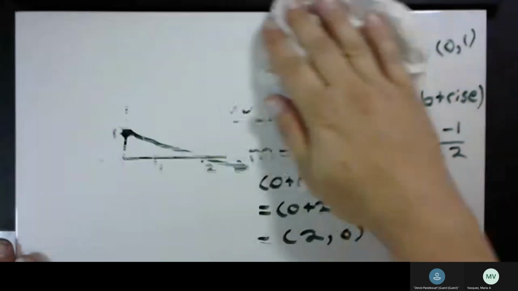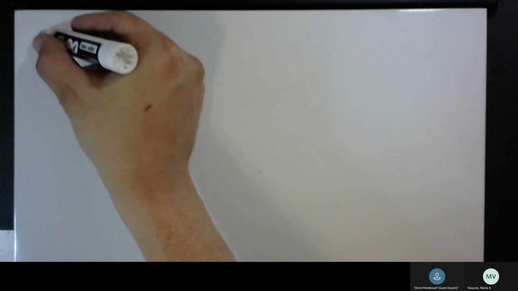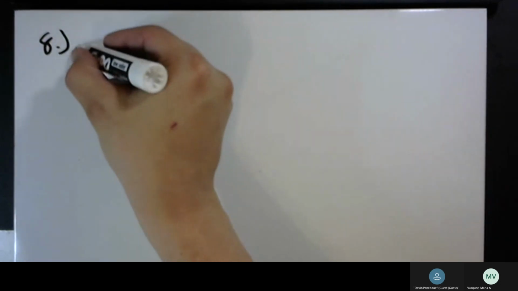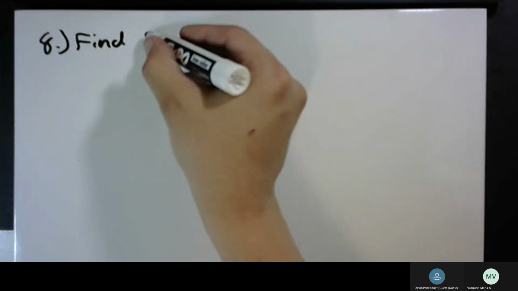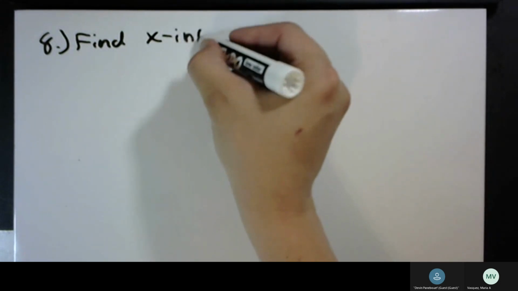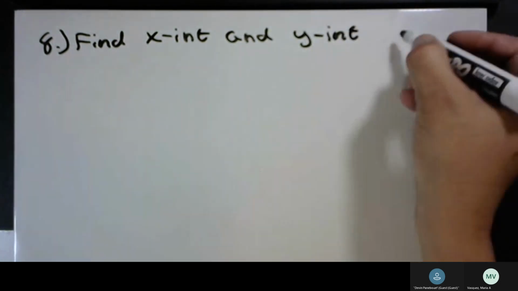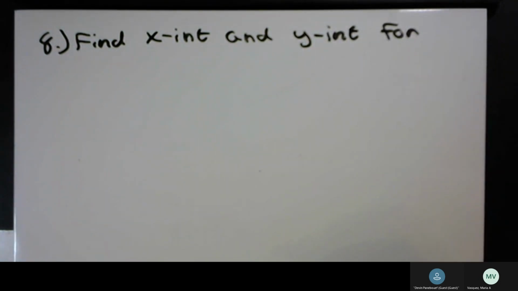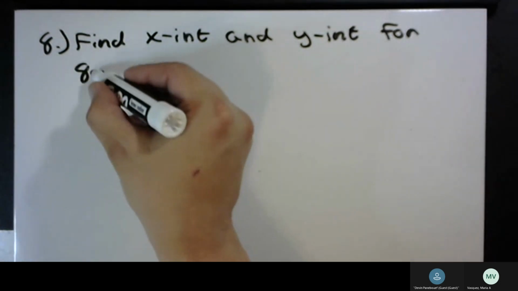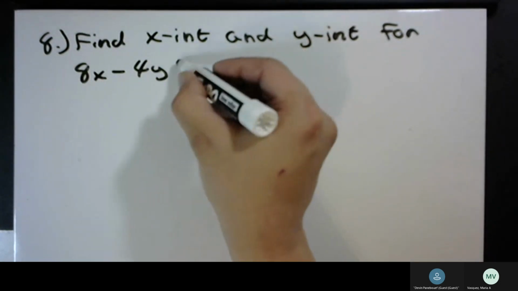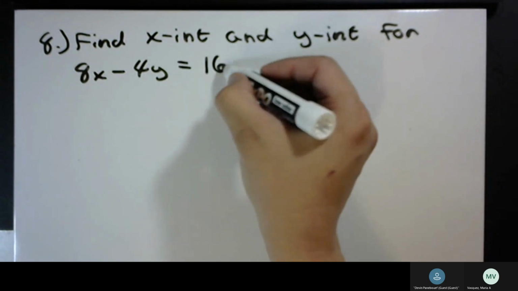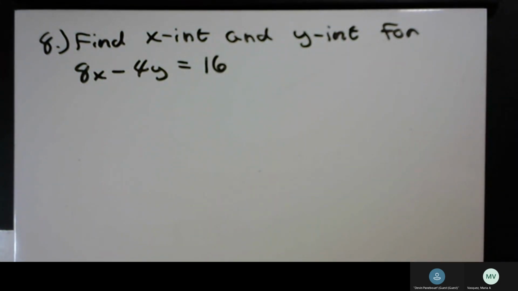All right. So let's say we're going to do this. Let's find the x-intercept and the y-intercept for 8x minus 4y is equal to 16.